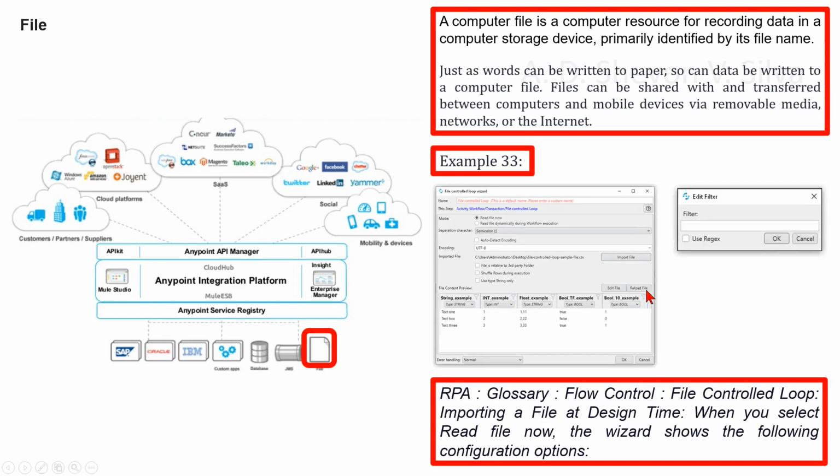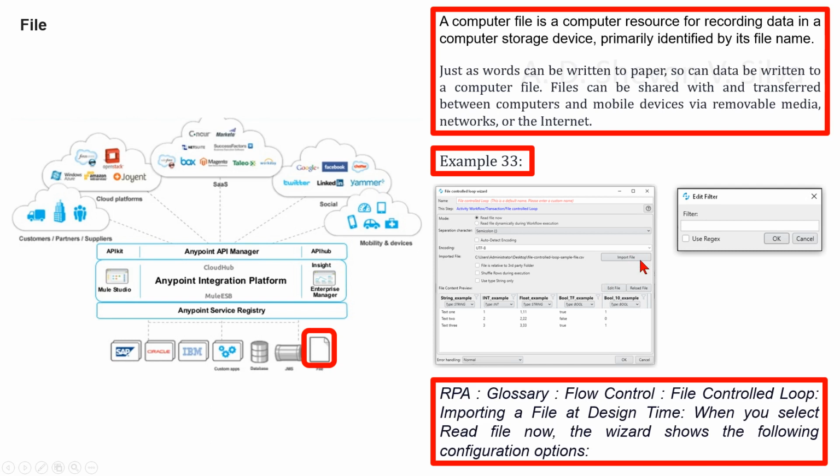Now we are considering importing a file at design time, in file control, in RPA. When you select a read file node, the wizard shows the following configuration options. Click import file to select the file to import. RPA Builder then reads and analyzes the file and displays the content preview in the file content preview section of the wizard.